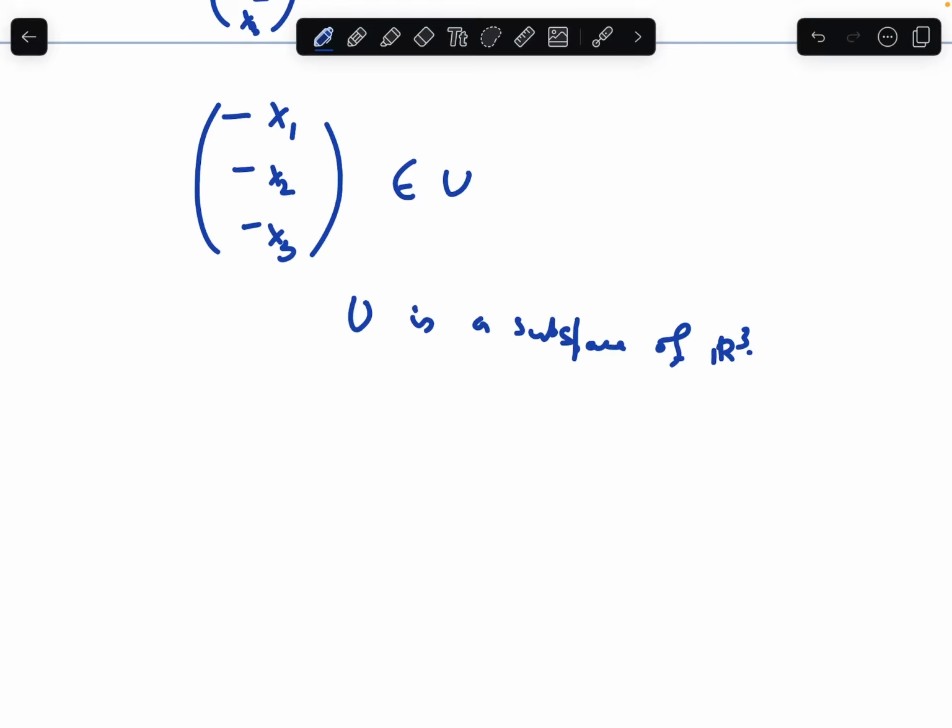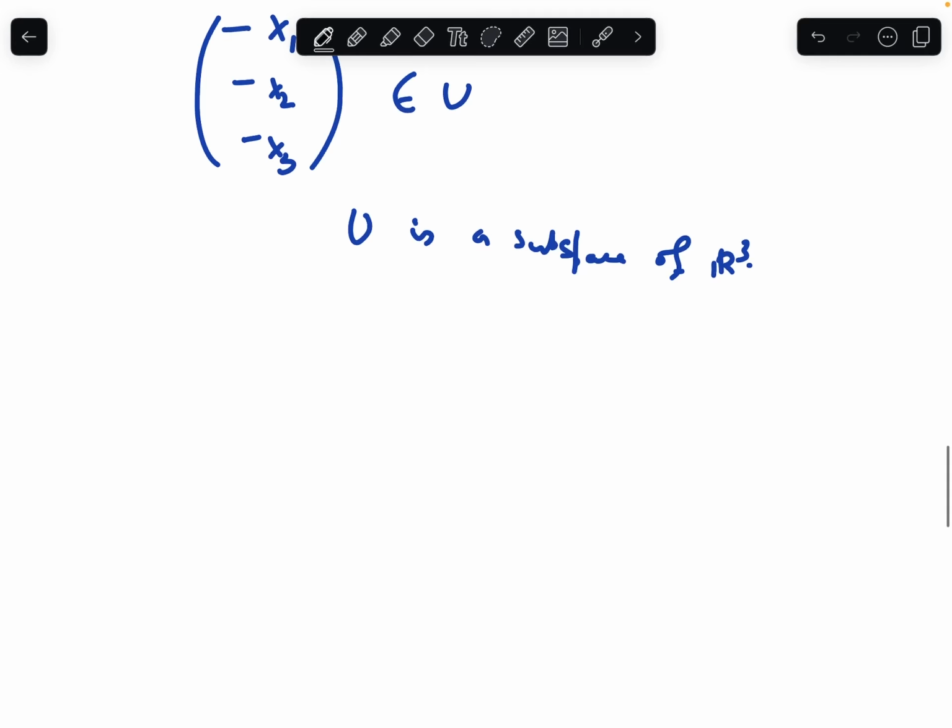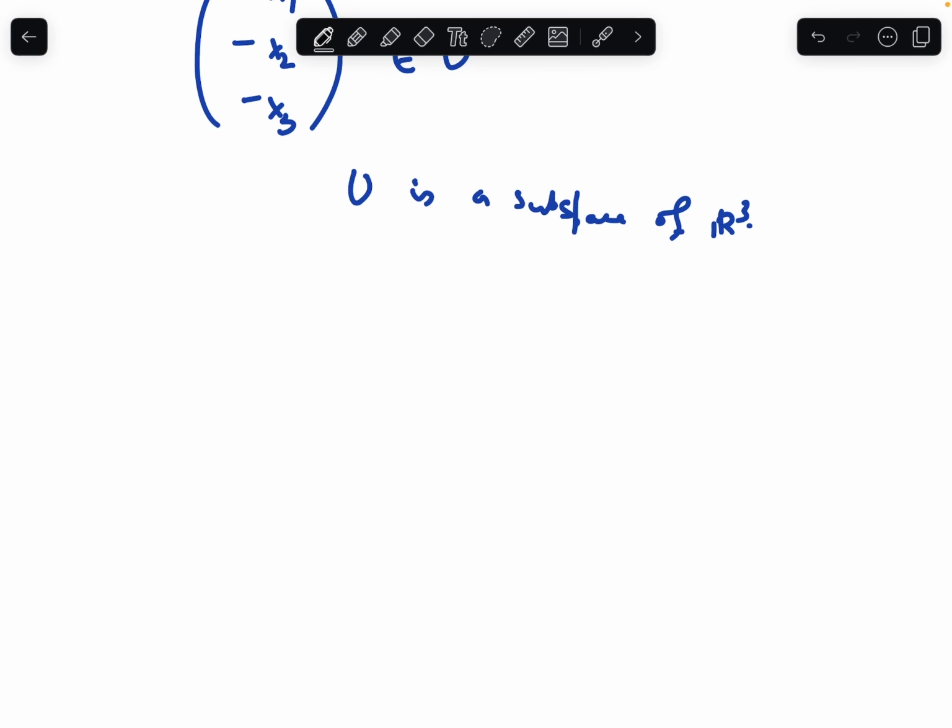Okay, now let's move on to dependence and independence of vectors. But before that, let's take a look at some terminology. So let's define first what is linear combination.